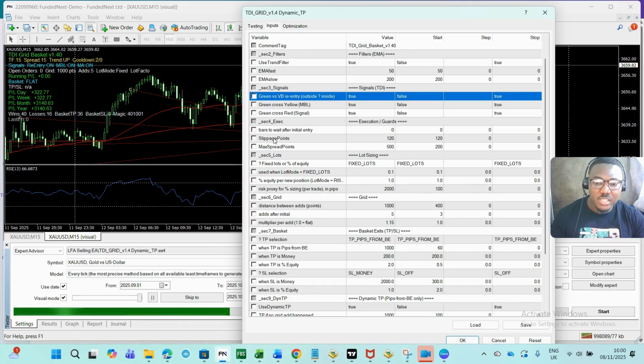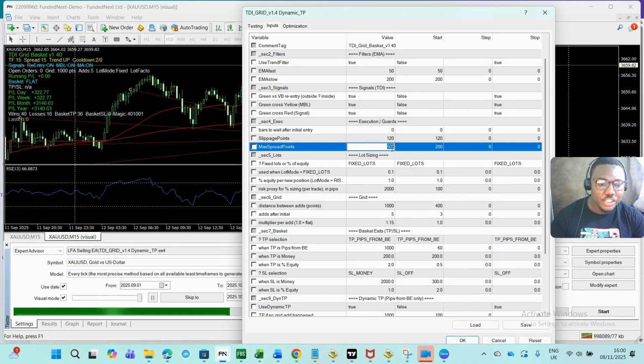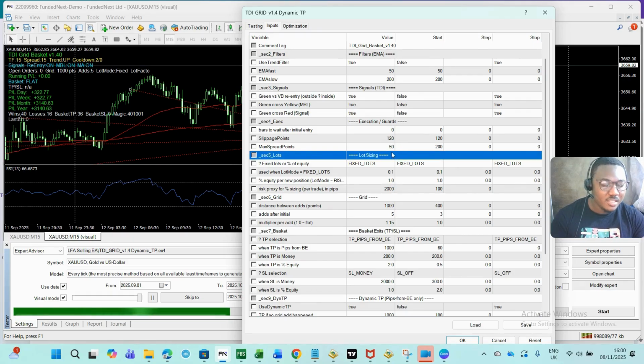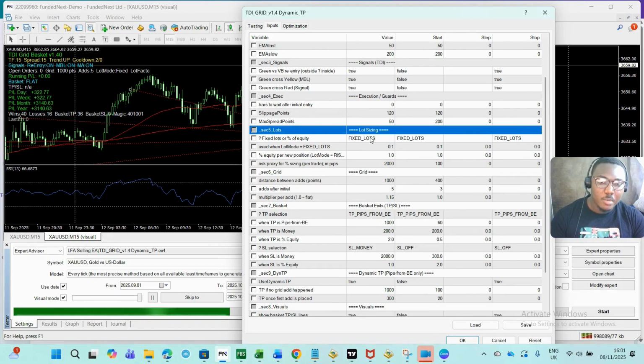So also set your slippage and the maximum spread. I set this to 50 pips because this is gold. So 500 is 50 pips on gold. If you are trading like GU, EU, or any other pair, you can set it to 50, and this is 50 pips. Okay. Now let's talk about lot sizing.